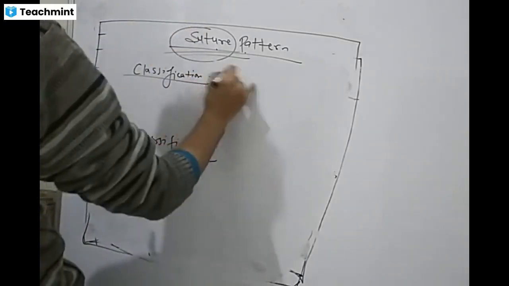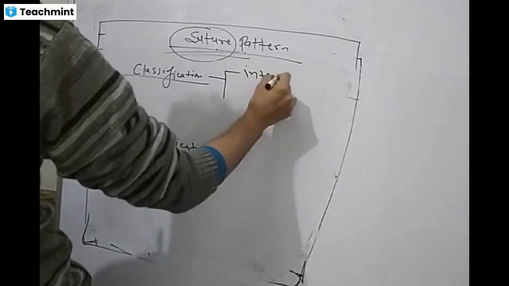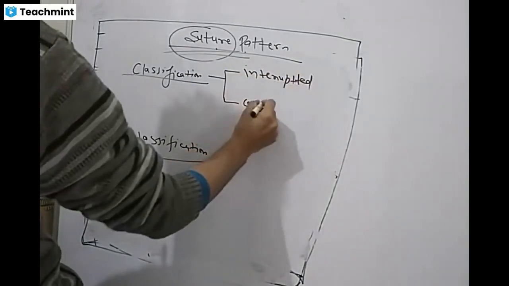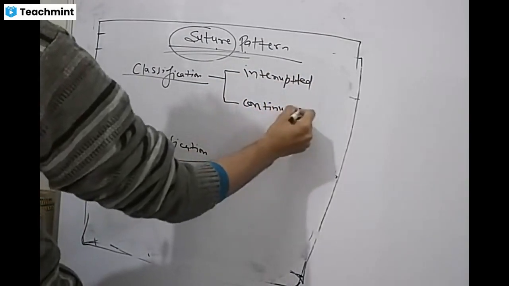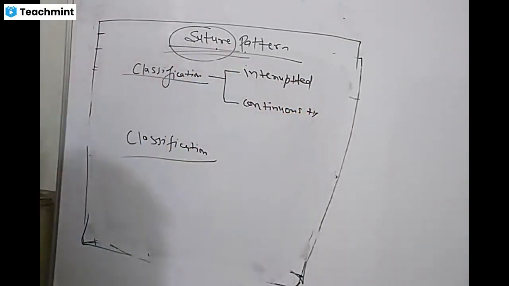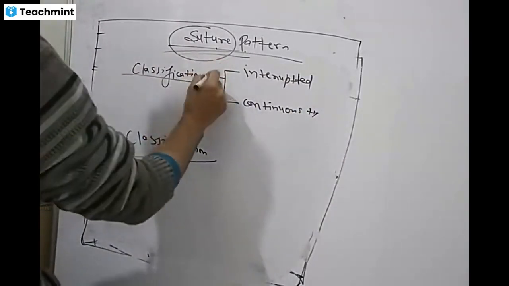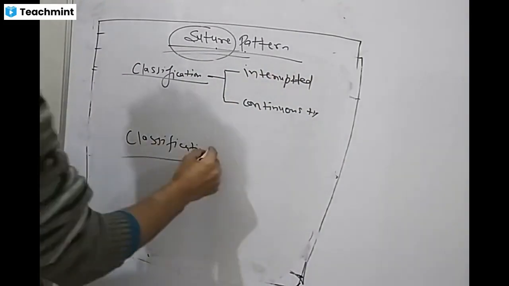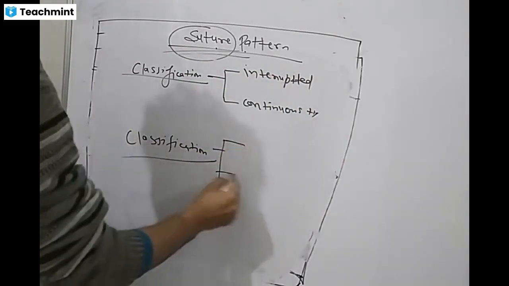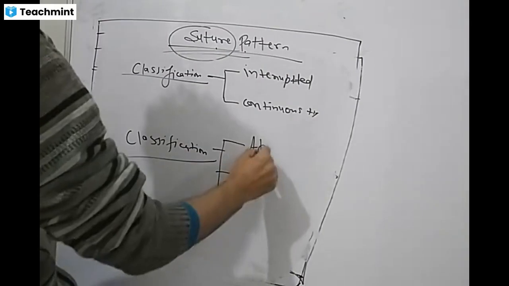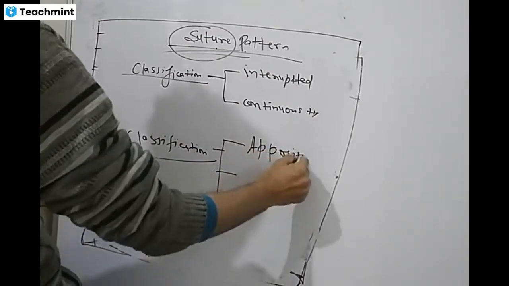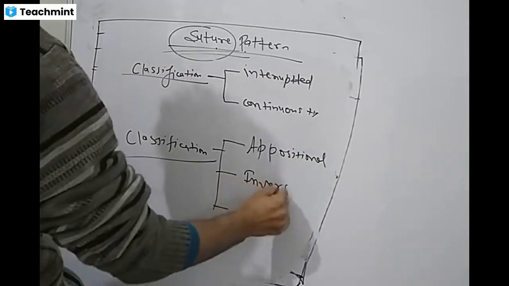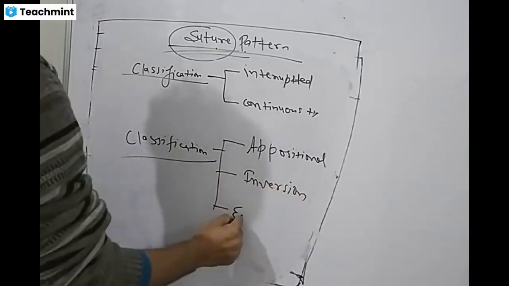So the first classification is interrupted, and the second classification is continuous type. It means this pattern where we suture may be interrupted or continuous type. And the second classification is appositional type, inversion type, and the last is eversion.